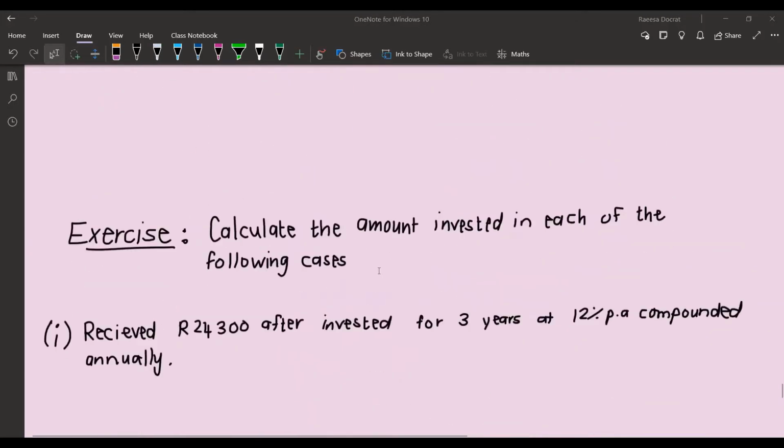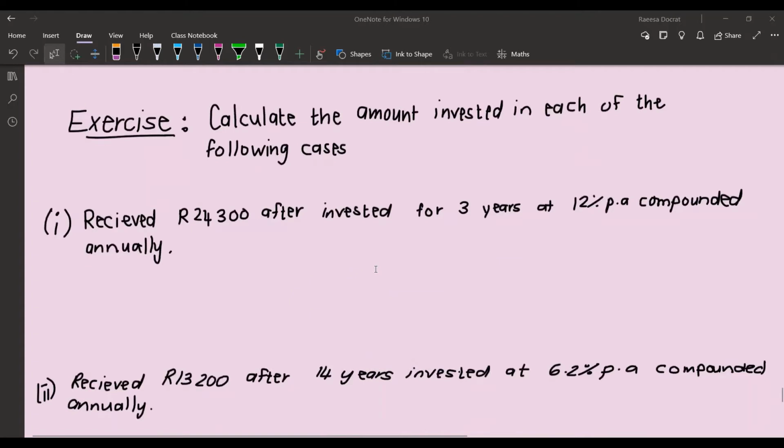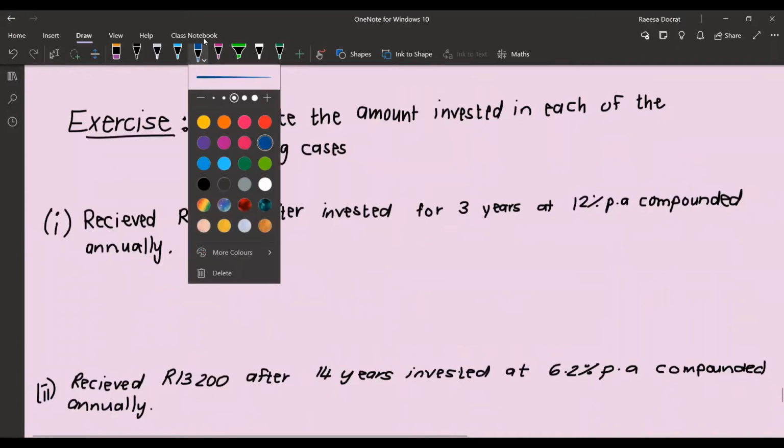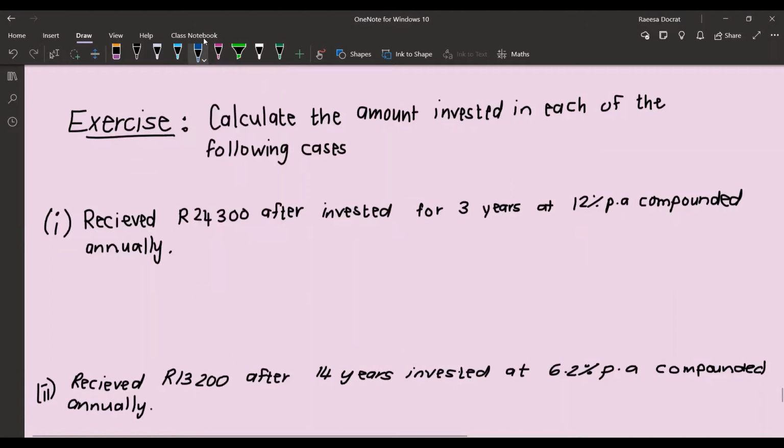So here's an exercise. We have to calculate the amount invested in each of the following cases. Once again, we're going to follow the structure that we have used previously to help us with our calculations, and the structure involves writing out the variables that we were given. So the first one is that we received 24,300 after investing for 3 years. So that is our A, and that is 24,300. Our number of years is 3, and our interest rate is 12% per annum.